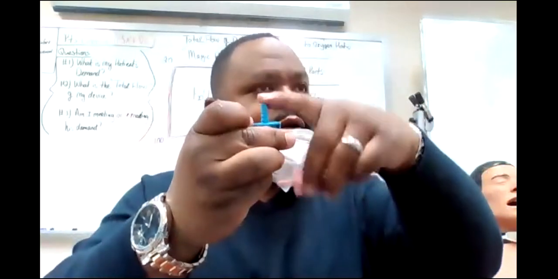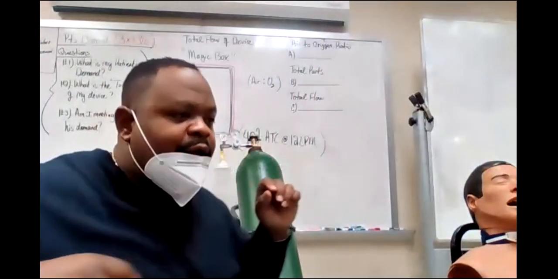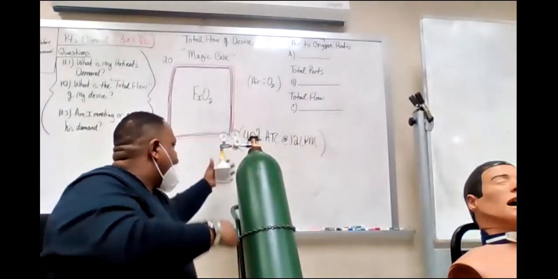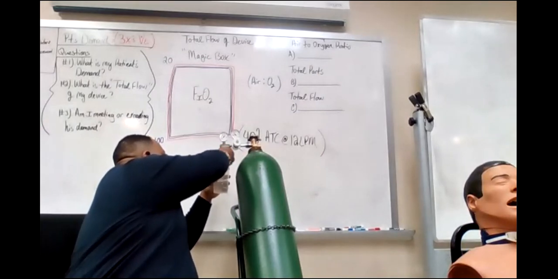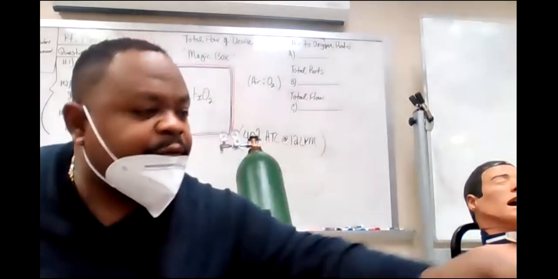So the oxygen is coming from here, right? The oxygen will be coming, guys, from the flow meter. Okay. From the actual flow meter. So let me take this off right quick so you can see. Oxygen is going to be coming directly from the flow meter.